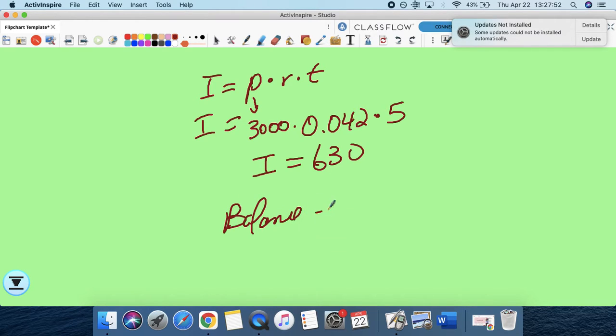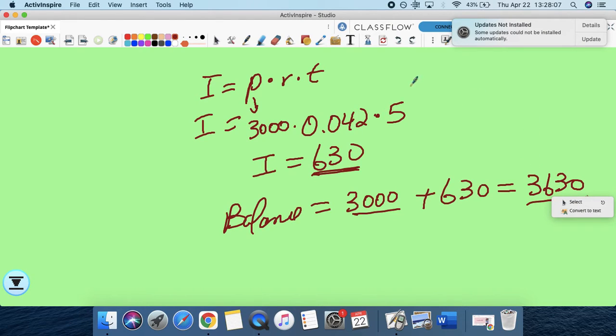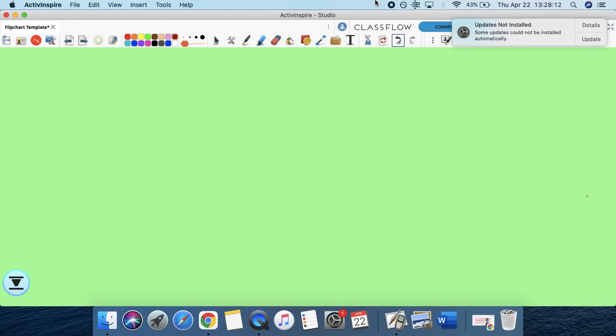$630. How much does she have in the bank? So she has 3,000 that she deposited, que depositó inicialmente, plus ganó 630. She made 630 in interest. So she has a total of 3,630. I don't even know where I am anymore.